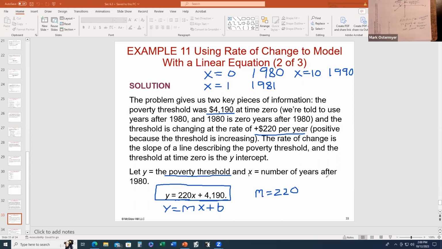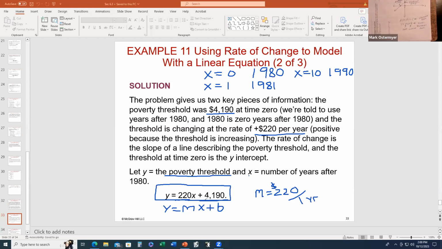No, it's not per 10 years. It's per how many years? Per year. Per what? Per year, per 1 year. That's right. So this poverty threshold value has been increasing by $220 per what? Per every year, per every 1 year. That's the slope of this linear equation.